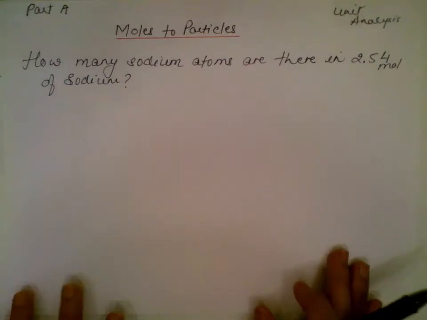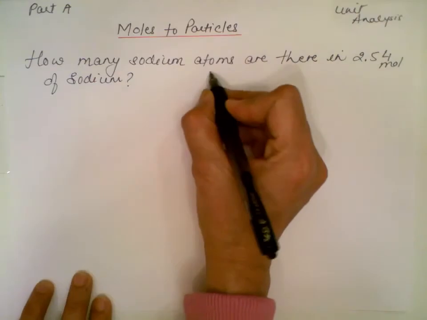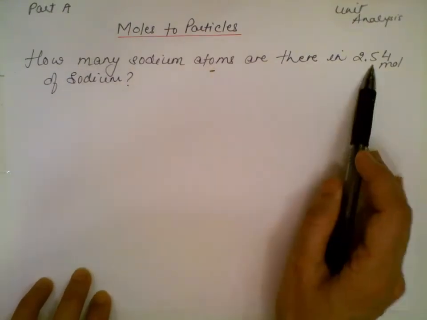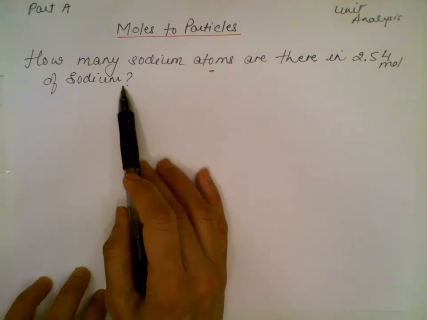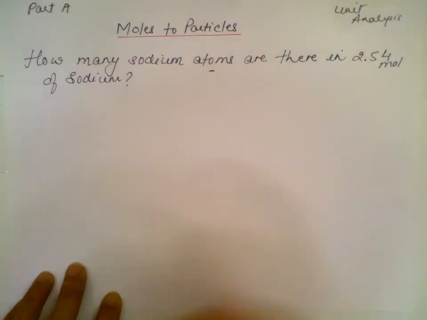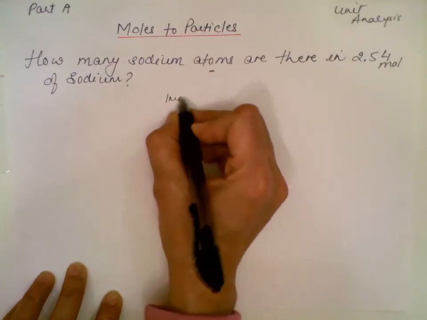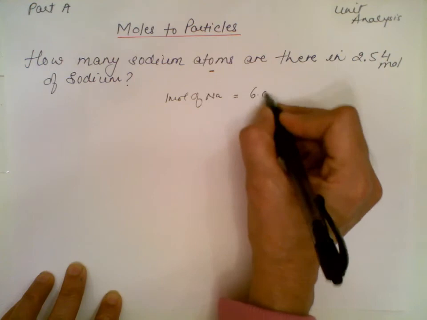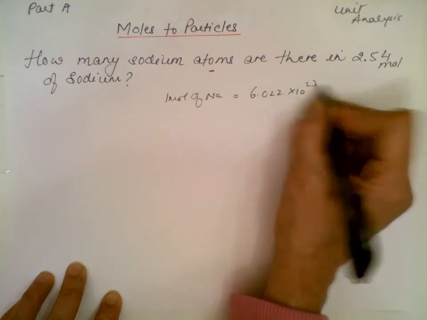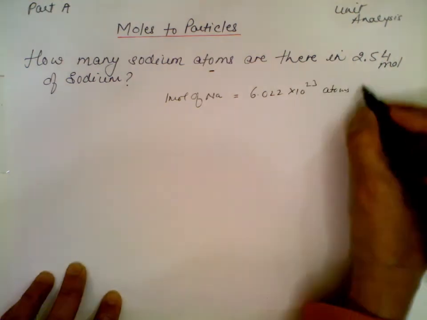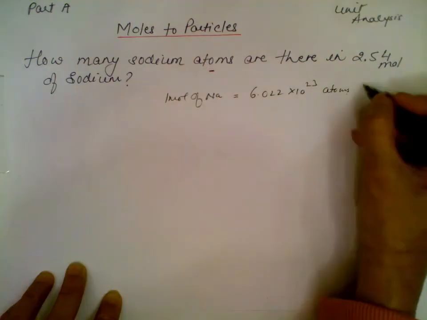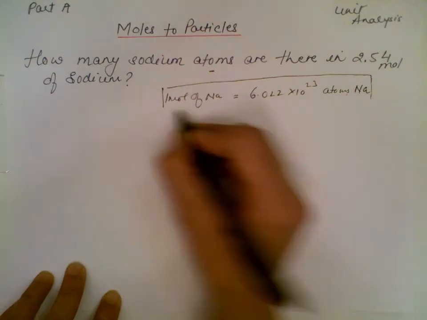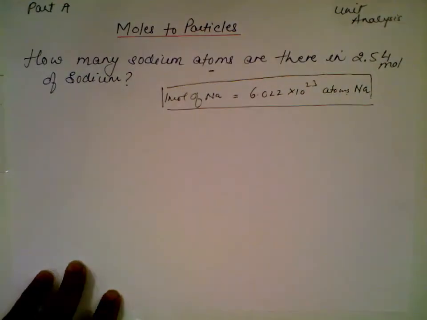Moles to particles. In this case, our particles are atoms. So how many sodium atoms are there in 2.54 moles of sodium? Now we already know by definition that 1 mole of sodium equals 6.022 times 10 to the power 23 atoms. Atoms of what? Atoms of sodium. So we are going to write here sodium. Let's make this equivalent fraction here.